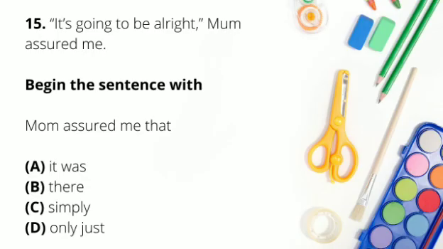Number 15. "It's going to be all right," Mom assured me. Begin the sentence with "Mom assured me that." Should we include A, it was, B, there, C, simply, or D, only just? So Mom assured me that it was going to be all right.